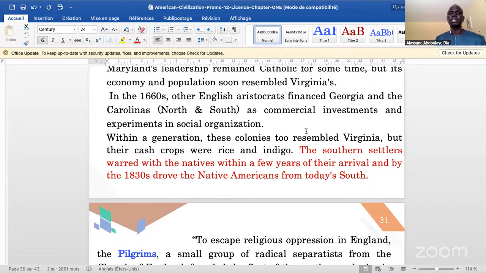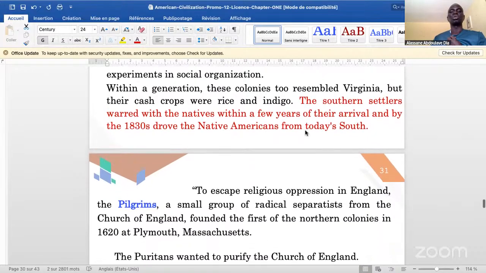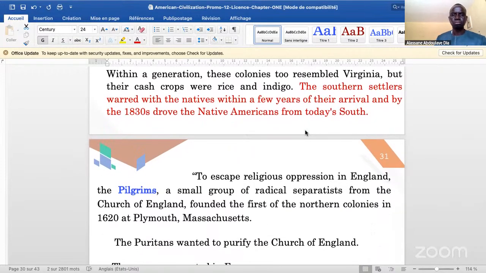So in the 1660s, English aristocrats financed Georgia and the Carolinas, you see it continued. English aristocrats established Georgia, they financed it. And the Carolinas, because there is North Carolina and there is South Carolina. They used all this as commercial investment and experiments in social organization. So within a generation, these colonies resembled Virginia.